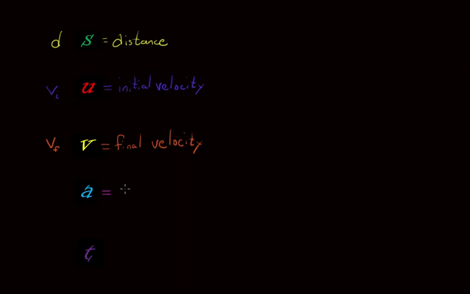Of course, A is acceleration. In other physics courses, it's also labeled A. It just makes sense. And finally, there is time. Time, or T, is for time. Obviously, other places label it as T.